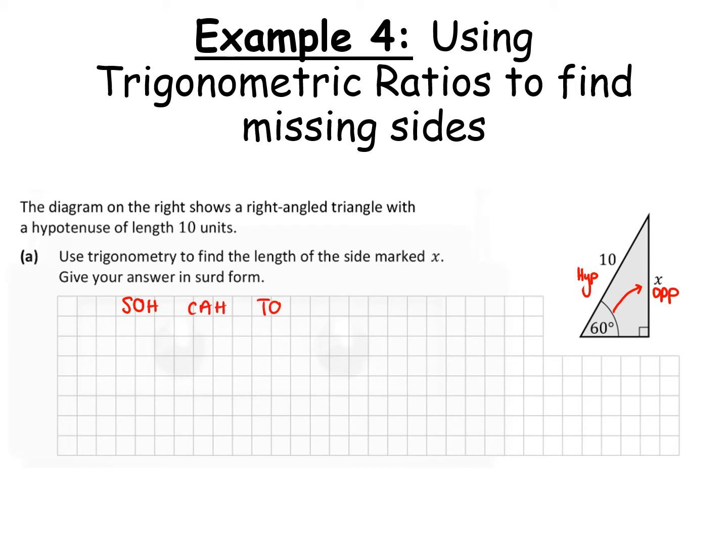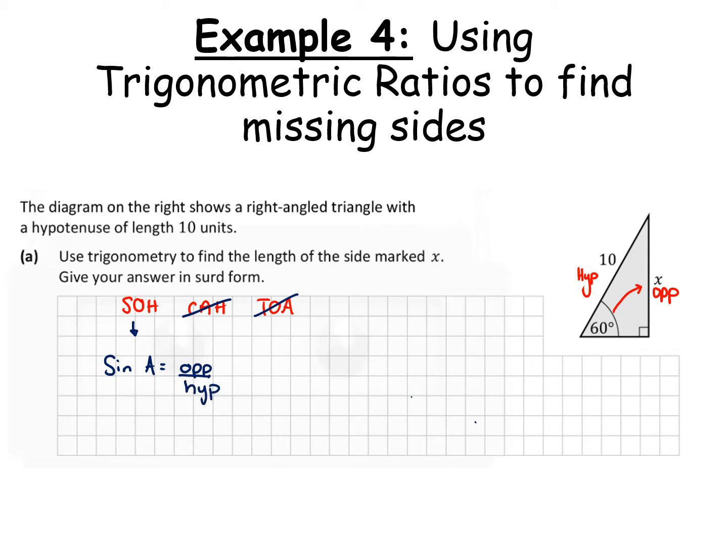And I want to figure out which one's right. Well, I don't have adjacent, so straight away I'm saying I can't use tan and I can't use cos. They both have an adjacent, an A, in them. So I'm going to have to use sine. So I say my sine of A is equal to opposite over hypotenuse. So I'm always writing down my formula first.